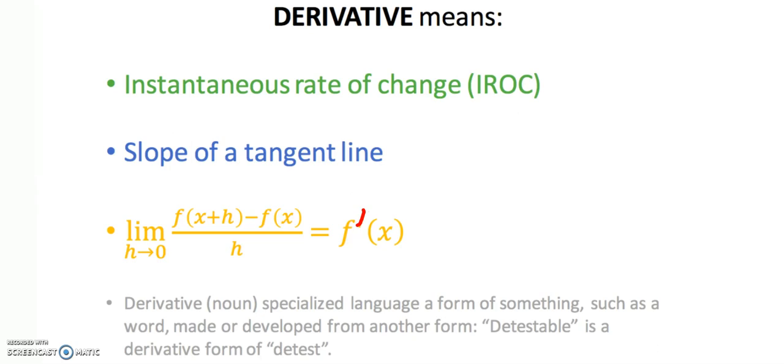And then finally we have the derivative English meaning. I want to focus on it's a form of something made or developed from another form. So when you talk about the derivative of one thing versus another, it's following from an original given. We'll have the function, and then we will take the derivative of it.